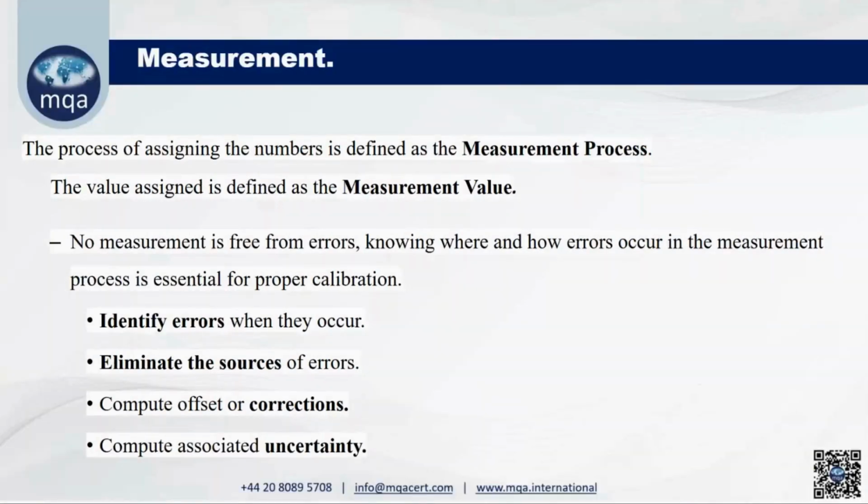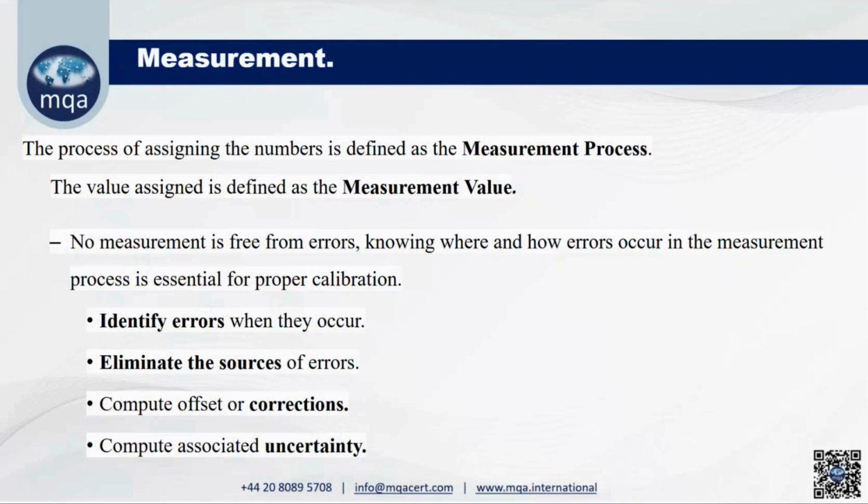The process of assigning a number is defined as the measurement process. So we are measuring something and the process is called the measuring process. And the value which we get by measuring is the measurement value. Now understand one thing: no measurement is free from errors. There can be measurement errors. Knowing where and how errors occur in the measurement process is essential for proper calibration. So we should understand how the error can happen.